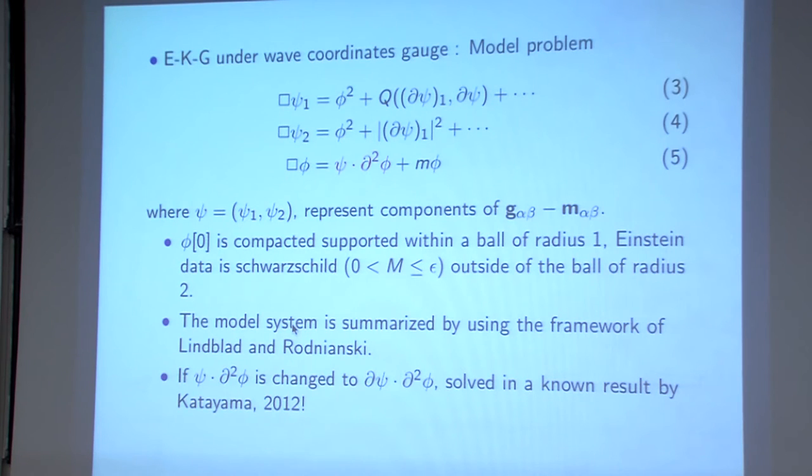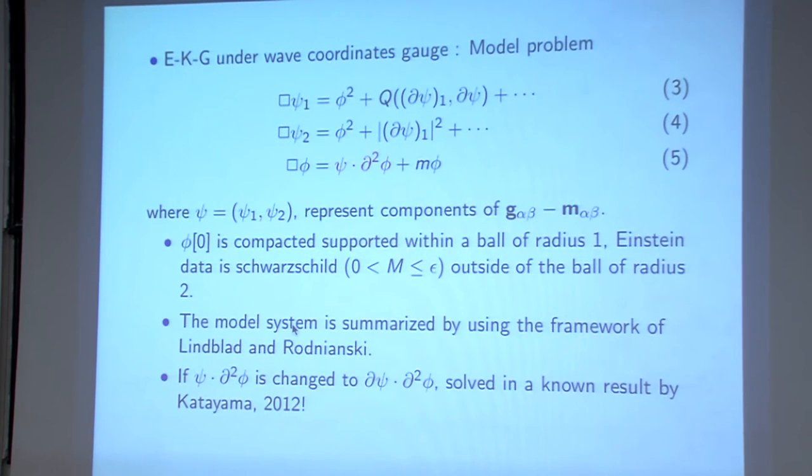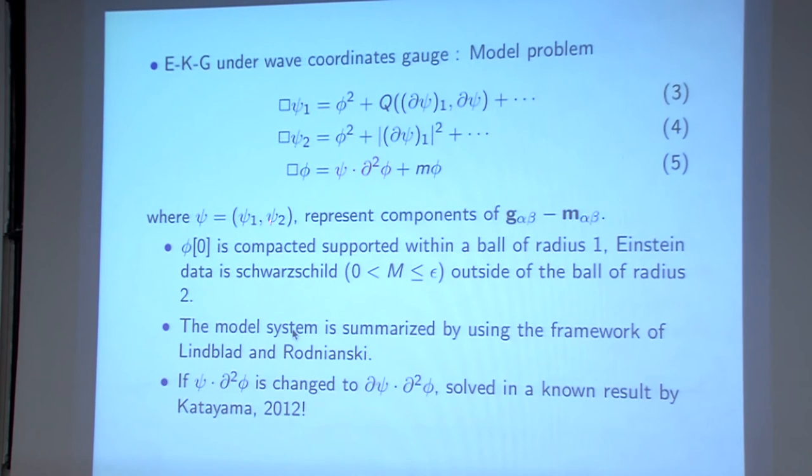Okay, so this is the thing that my collaborator and I, and Lars actually at the very beginning, showed us. This is summarized about Einstein Klein-Gordon from Lindblad-Rodnianski. So we put all this key observation from Lindblad-Rodnianski here, and let me explain what this is about. Psi 1 and psi 2 denote the metric. What I mean by metric is not really the metric, it's the difference of the actual Einstein metric with the Minkowski metric. So Psi 1 is the good, better component, and Psi 2 is the bad component.